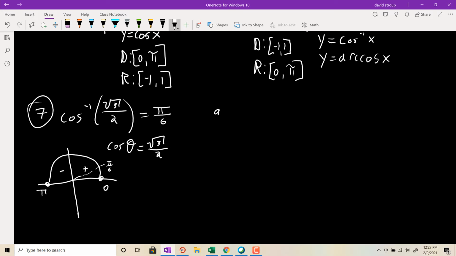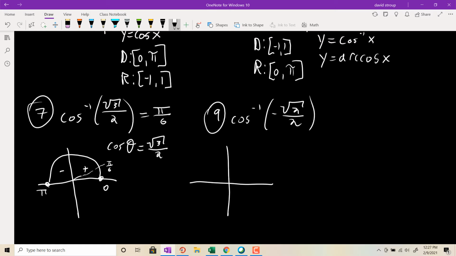Let's look at another. Number 9, cosine inverse of negative root 2 over 2. So again, thinking about the unit circle and the range of cosine, we know it has to be in the second quadrant because we're dealing with a negative output for cosine theta. So we're asking ourselves what angle, when I take the cosine of it, equals negative root 2 over 2. So the reference angle would be pi over 4, right?